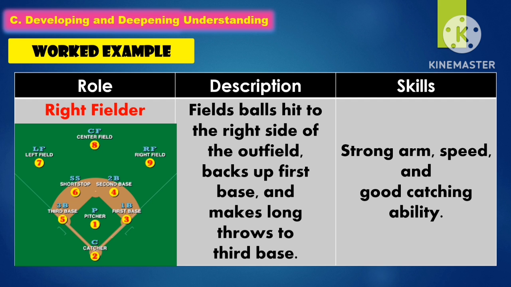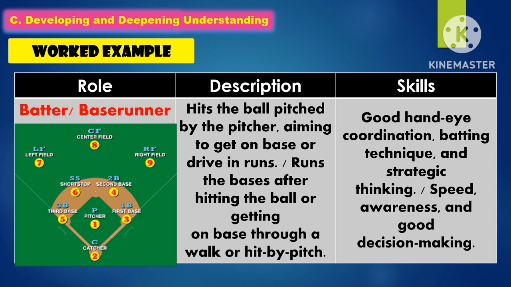Another role in softball is the right fielder. For the description, it fields balls hit to the right side of the outfield, backs up the first base, and makes long throws to the third base. And the skills needed are strong arm, speed, and good catching ability.